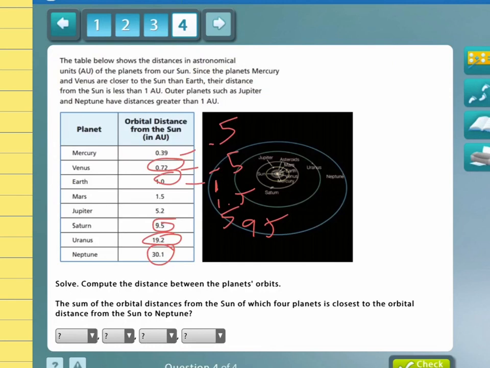You're probably going to have to use guess and check, and I would recommend using a calculator to help you on this so you don't spend too much time guessing. That's the end of our lesson.